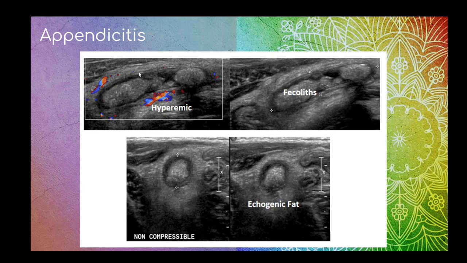So we have the appendix here. You can kind of see those layers of the wall. Those are the normal layers of the gastrointestinal tract. Again, they're going to get a little bit thicker if the patient has appendicitis. So this is the long view of it. We're showing that tip there. Again, we can see it here in long.